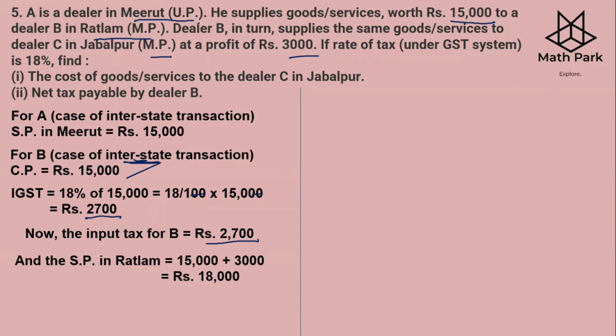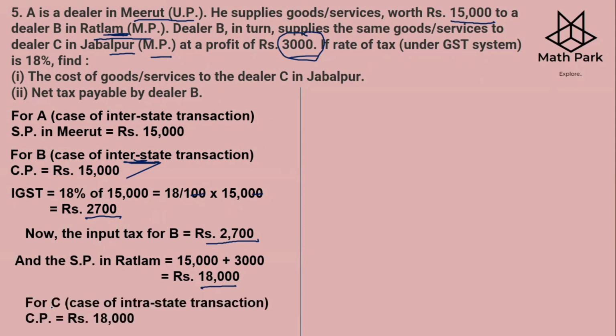And SP in Ratlam. Now this dealer B supplies the same goods services to dealer in Jabalpur at the profit of rupees 3,000. So he's selling from Ratlam to Jabalpur in the same state. So SP in Ratlam is 15,000 plus 3,000 is the profit. So CP plus profit for him is the selling price, which is 18,000. Now the cost price for C is going to be 18,000. That is, the dealer B supplies the same goods services to dealer C in Jabalpur.